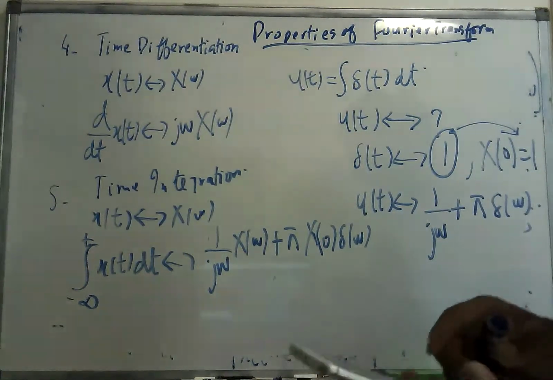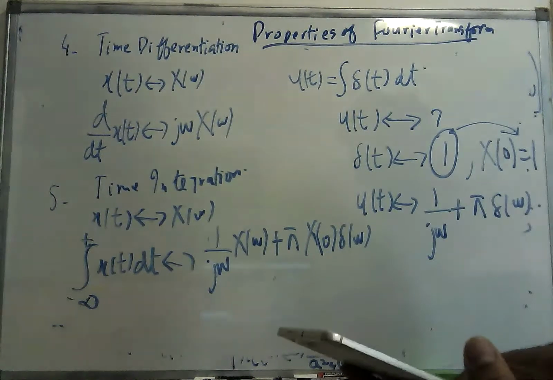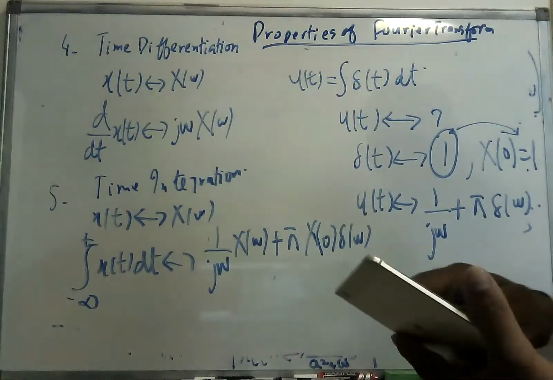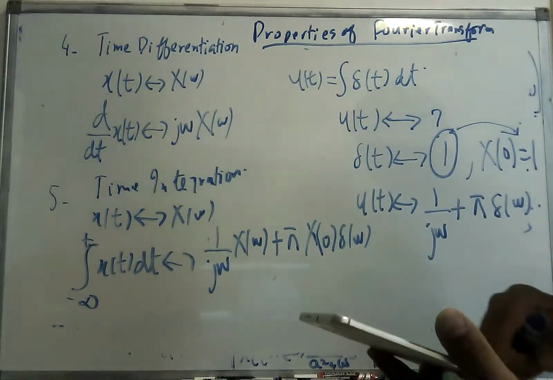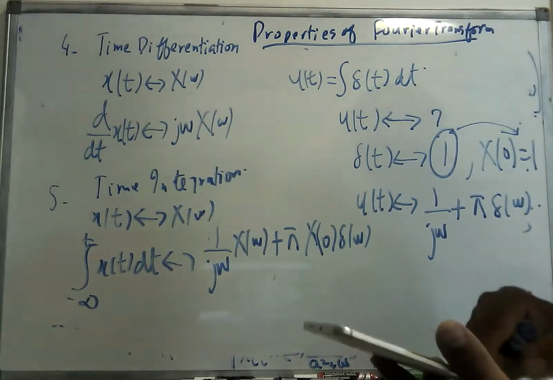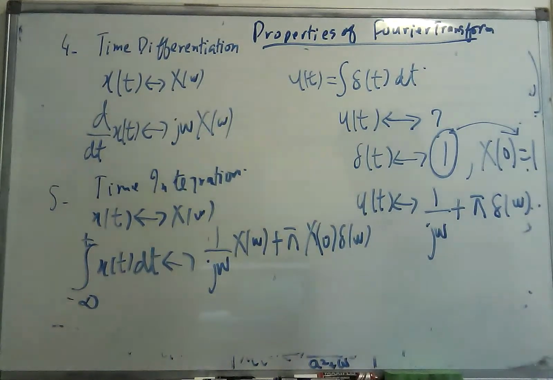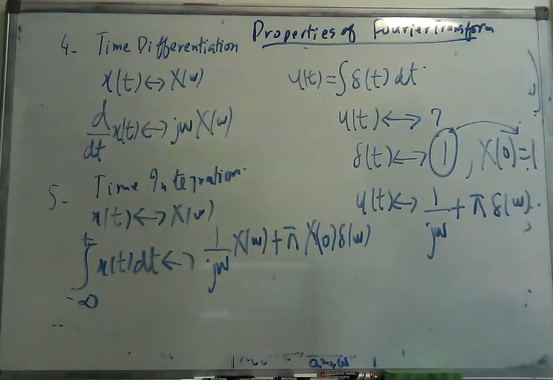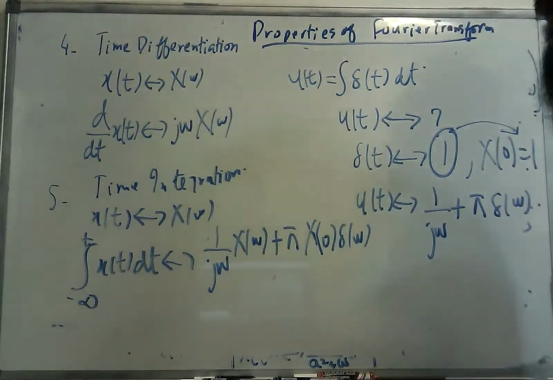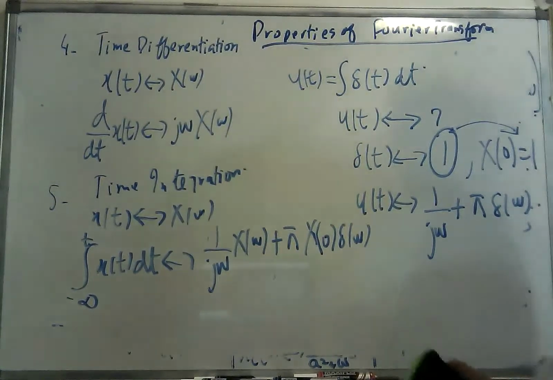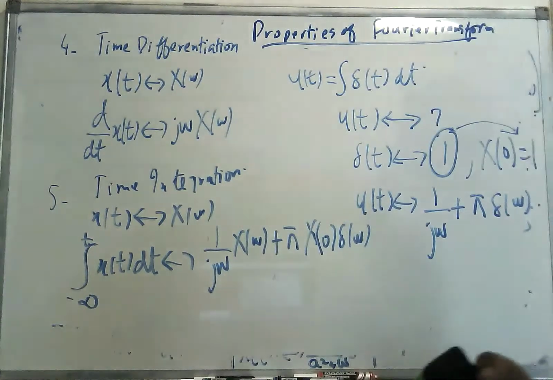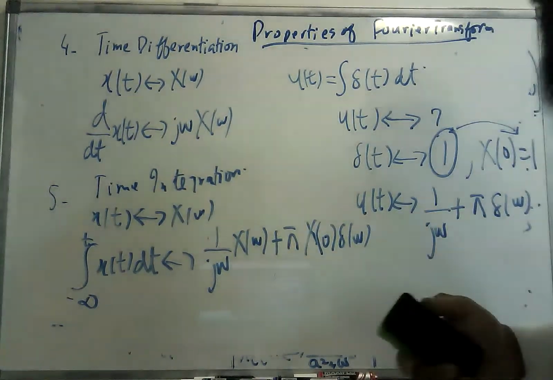Now let us go to the next property, which is the property of time and frequency scaling. This is a very important property, and in this property we scale the x of t. It means that we either compress x of t or expand. So what will happen to the Fourier transform when we compress or expand a function?